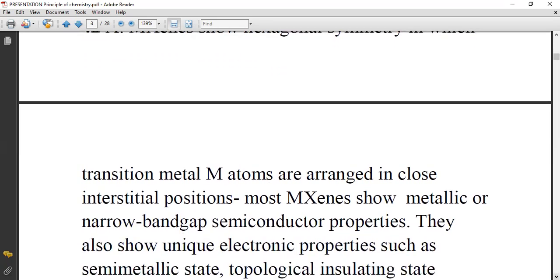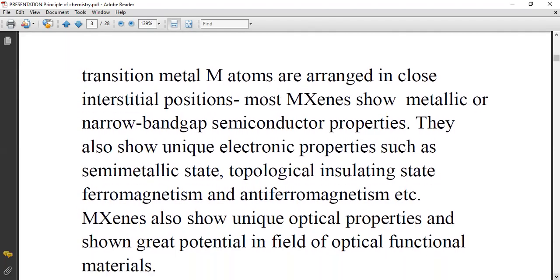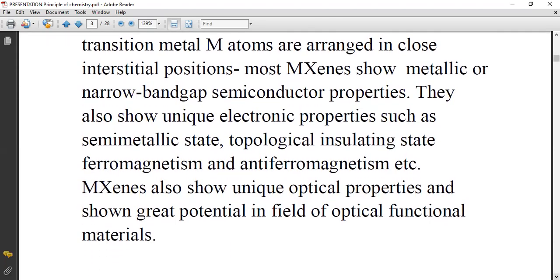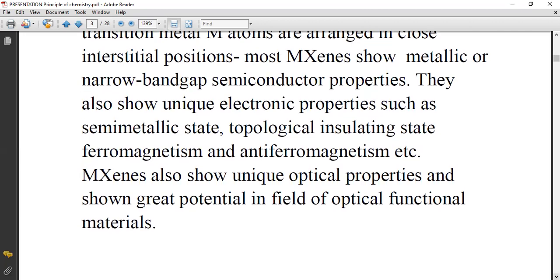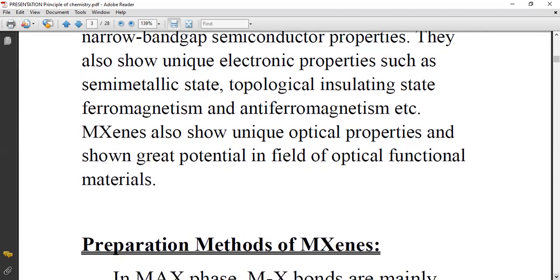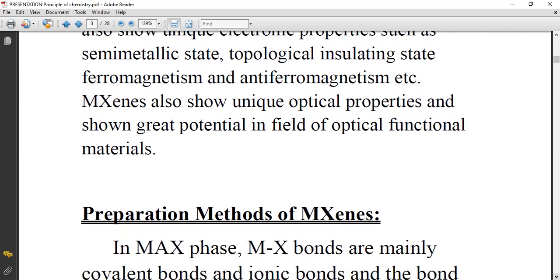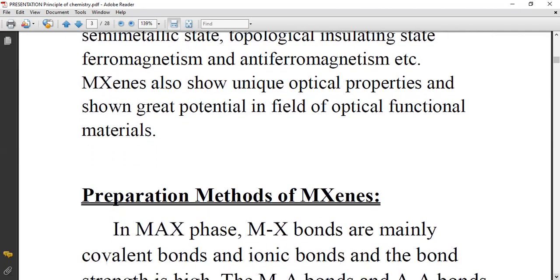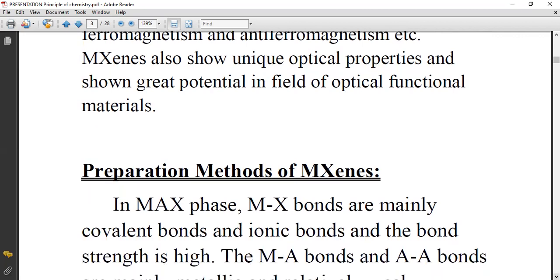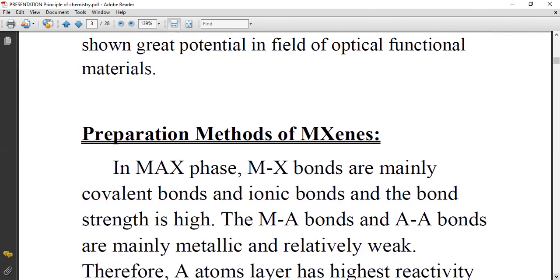MXenes show hexagonal symmetry in which transition metal atoms are arranged in close interstitial position. Most MXenes show metallic or narrow bandgap semiconductor properties. They also show unique electronic properties such as semimetallic state, insulating state, ferromagnetism, and antiferromagnetism, etc. MXenes also show unique optical properties and have shown great potential in the field of optical functional materials.